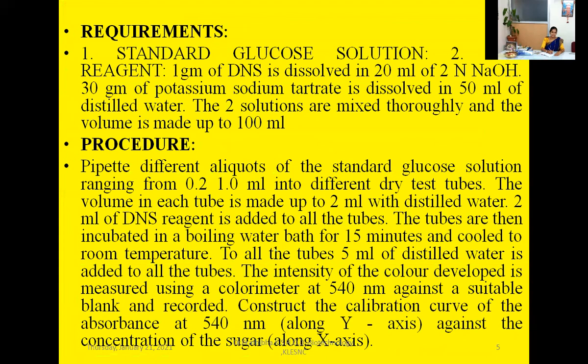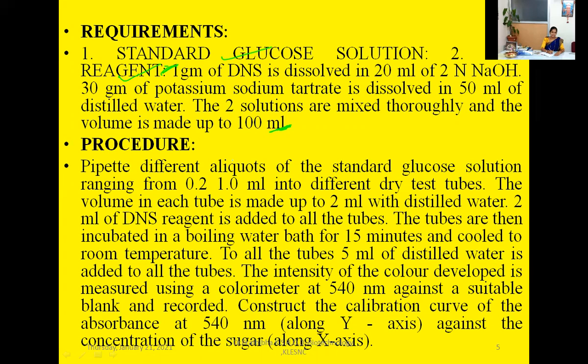Okay, here, what are the requirements to perform this DNS experiment? You need standard glucose solution and you need the DNS reagent. From here to here, I've given how to prepare the DNS reagent. In the examination hall, while writing the practical, you do not need to write how to prepare this DNS reagent. You just mention the requirements: standard glucose solution, DNS reagent, distilled water, and then the glass tubes. Okay, more than enough. Then pipettes, glass pipettes.